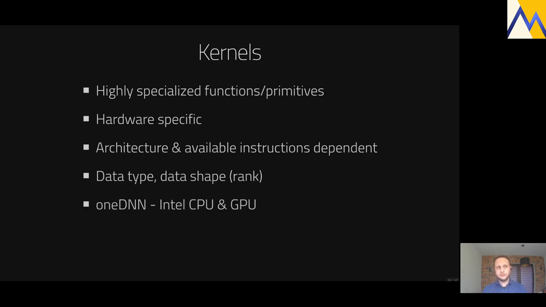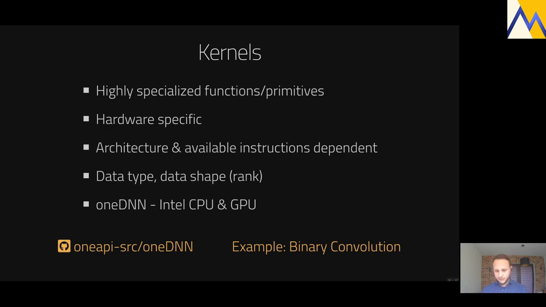An example of a library that provides such specialized functions is currently called oneDNN. It used to be called MKL-DNN, then for some time DNNL, but the current name, and I think this one is going to stick, is oneDNN. It provides kernels for both Intel CPUs and GPUs. And this is something that is actually used in OpenVINO to maximize the performance of the inference of your models. This particular library is also open source and free. It's available on GitHub, and I have an example here.